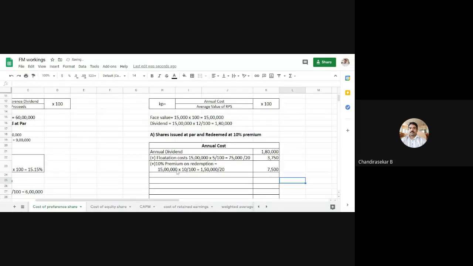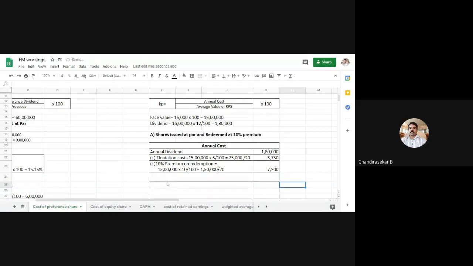So, are there any other expenses? Suppose the company issues at a premium, what will you do? I'm asking about the next option. The company issues at a 10% premium. What will you do with this cost? These are all the additional charges to the company. If the company issues at a premium, that will be a gain to the company, right? Yes, sir. That gain we have to reduce from this annual cost.